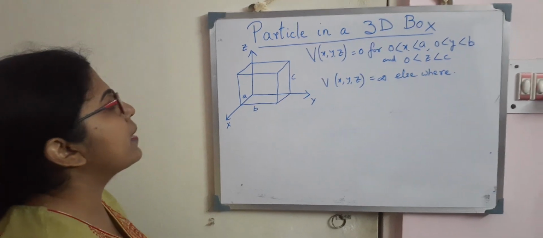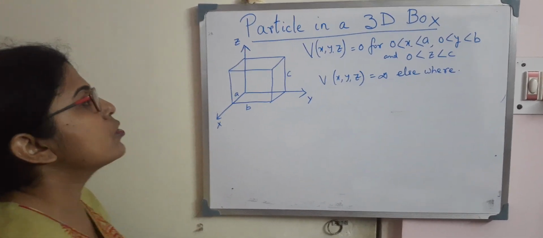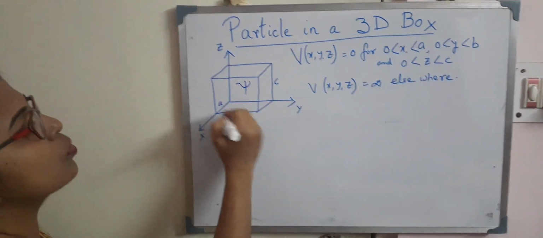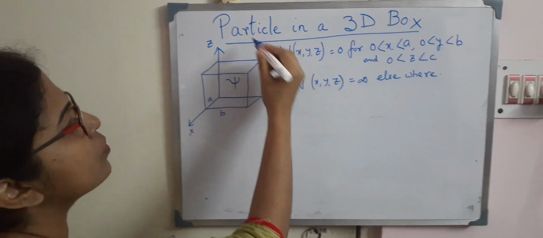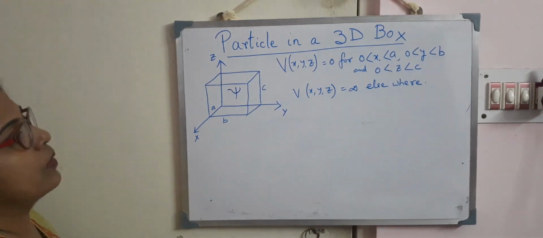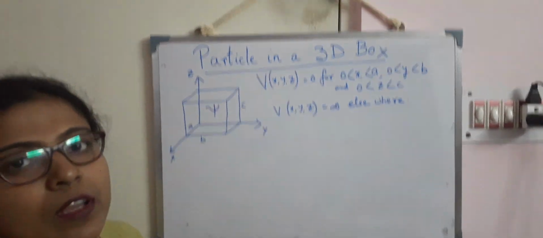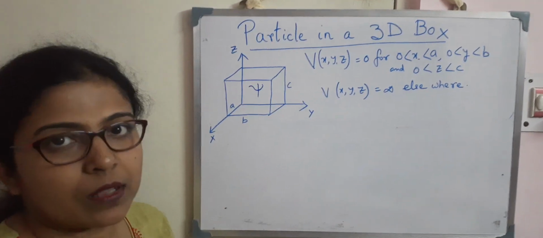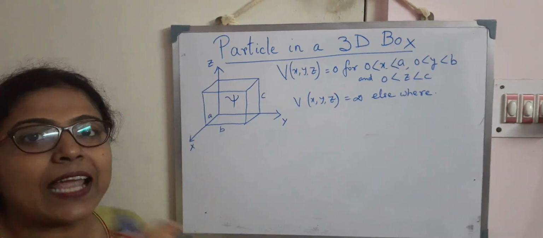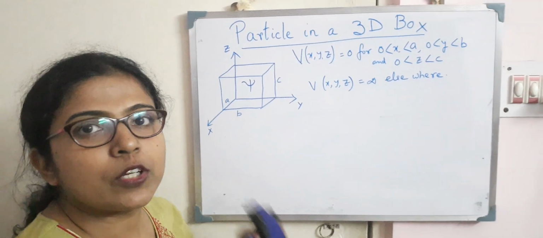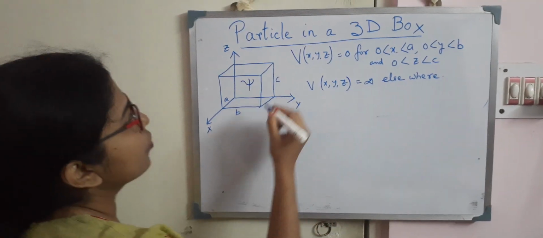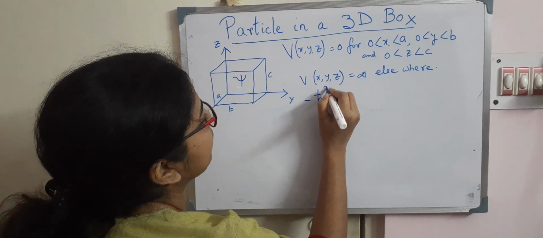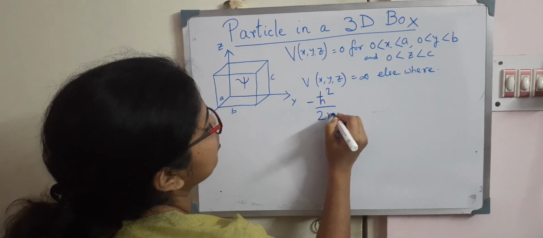Since the particle exists only within the box, the wave function has its existence only inside the box, and the wave function is zero at the boundaries and elsewhere. So now we have to solve the Schrodinger's equation and find out the wave function for such a particle. First we will solve the time independent Schrodinger equation to get psi. Since there is motion in 3 dimensions, I write down the time independent Schrodinger's equation in 3 dimensions.